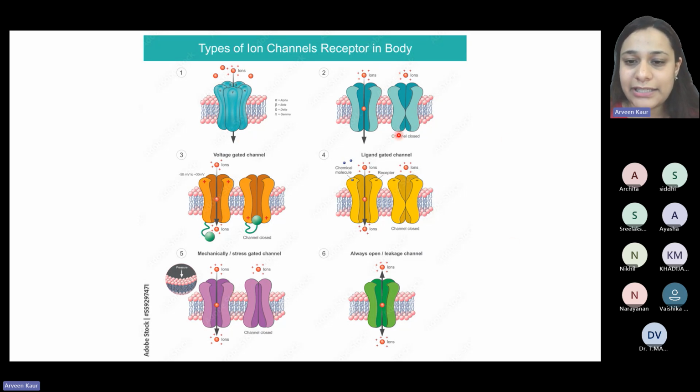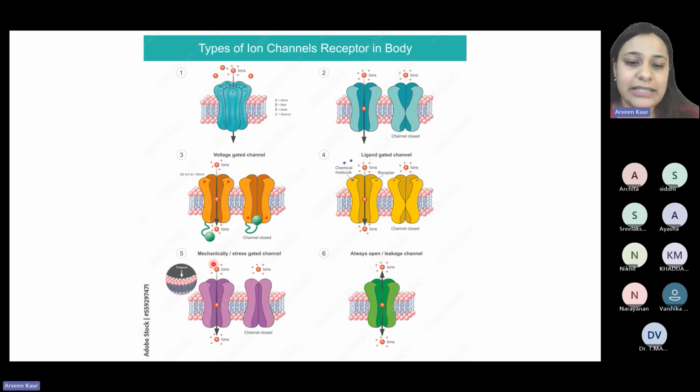Then are the ligand gated channels. Ligand gated channels basically require a ligand or a substrate that will come and attach to some part of this channel, which will be the receptor. And only when this receptor comes in touch with the correct ligand or the correct chemical molecule, will this channel become open? Otherwise, it will remain closed like this, right?